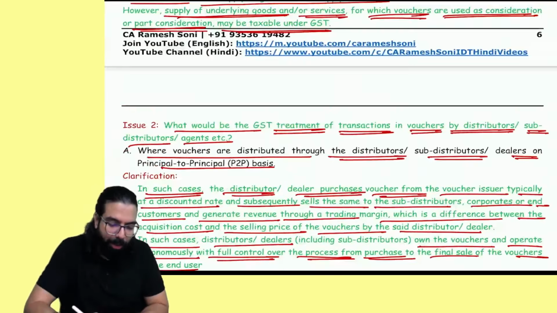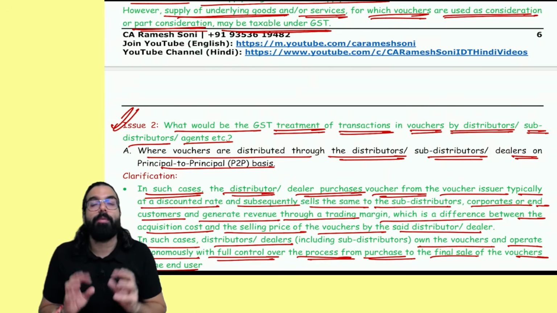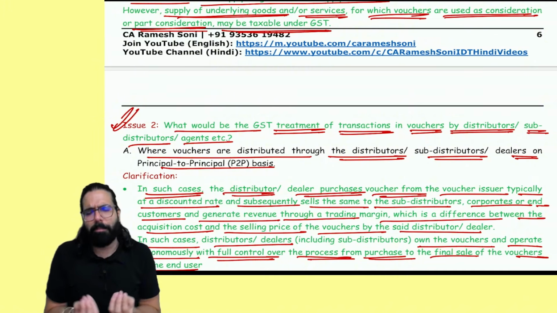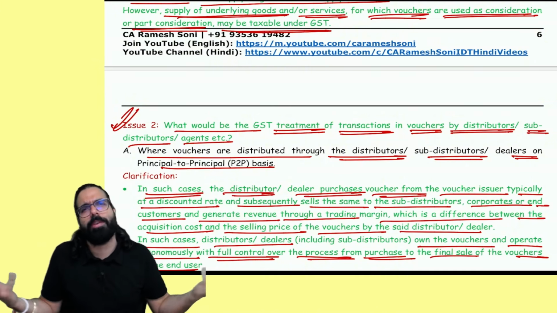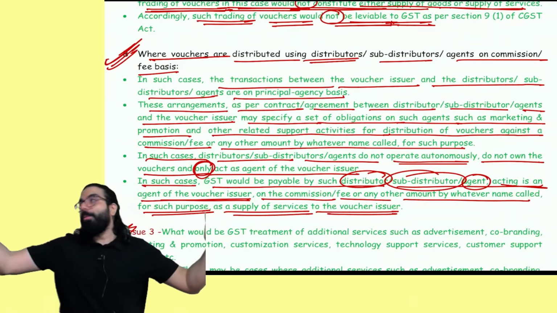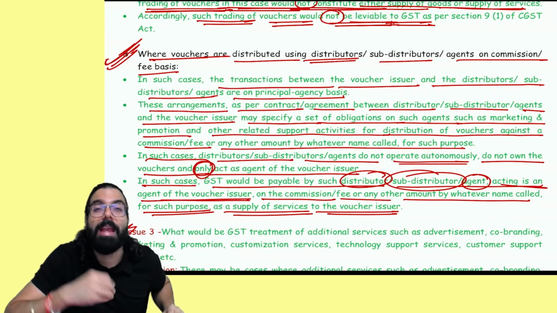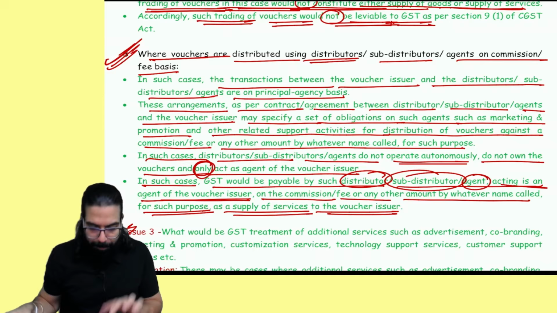Secondly, I told you, if I am buying a voucher and then selling vouchers for a margin, then in that scenario, buying and selling vouchers, there is no GST. It is not a supply of goods or a supply of service. But sir, if I'm a commission agent, I directly get it sold and I'm making commission in between. On commission, it's a supply of service. Commission will attract GST. Okay, sir.